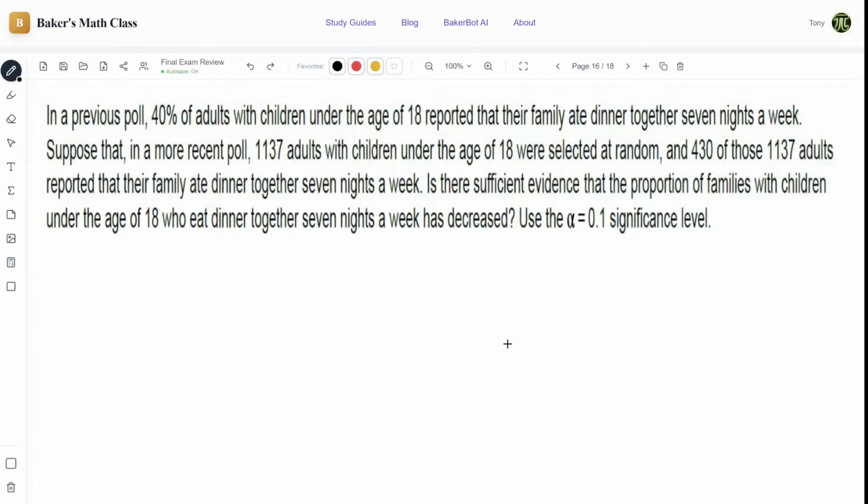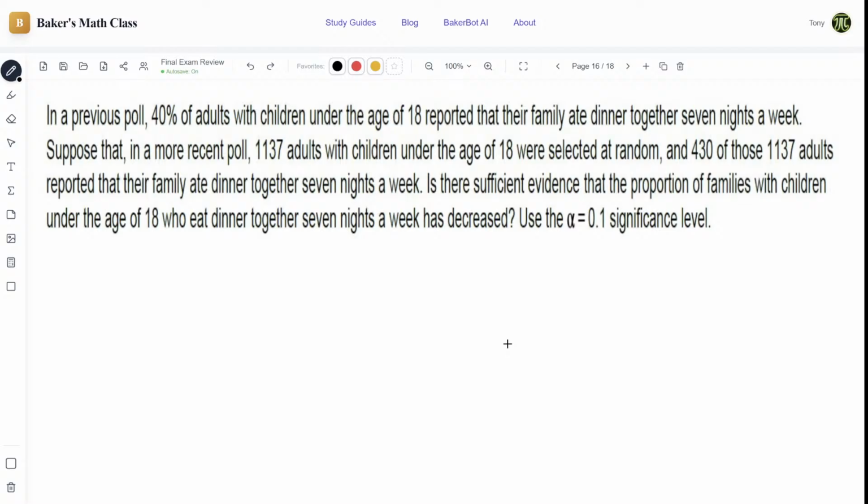All right. In a previous poll, 40% of adults with children under the age of 18 reported their family ate dinner together 7 nights a week. Suppose that in a more recent poll, 1,137 adults with children under 18 were selected at random, and 430 of those reported their family ate dinner together 7 nights a week. Is there sufficient evidence that the proportion of families with children under 18 who eat dinner together 7 nights a week has decreased? Use a significance level of 0.1.